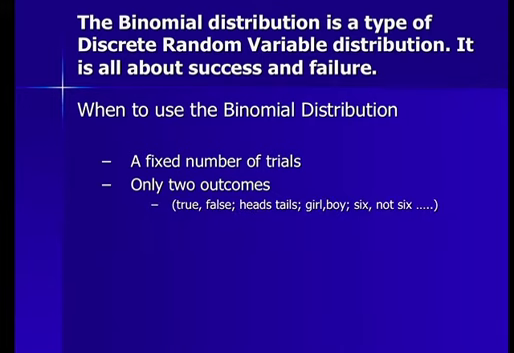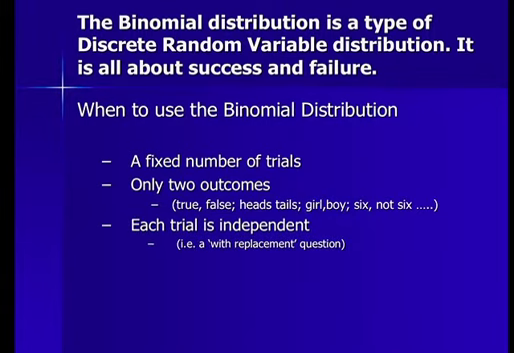So for example, the number of times someone answers true to a question, or the number of times I get a heads when I flip a coin 20 times, or the number of girls in a certain class, or the number of times I get a 6 as opposed to not a 6. It's important that each trial is independent. So the scenario needs to be that if something has been a success on the first trial, then that doesn't impact on the likelihood of it happening again on the second trial.